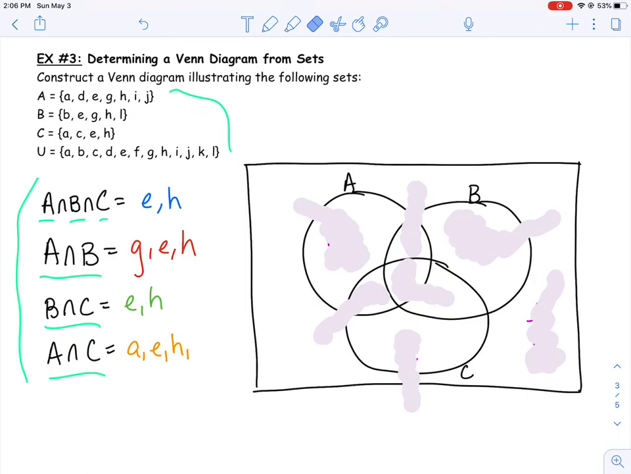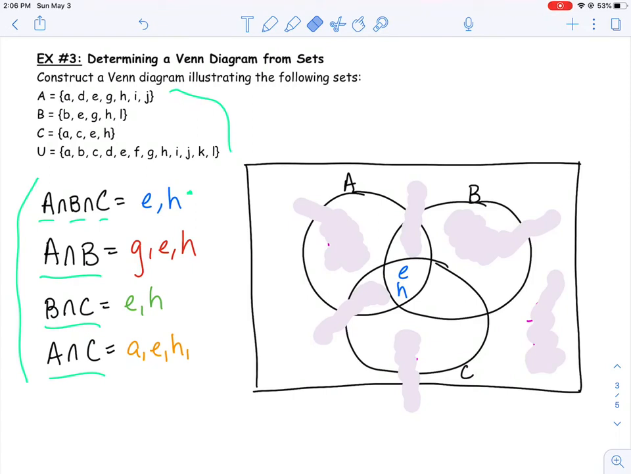Now let's go ahead and start placing our letters, our elements, in our picture. I'm going to start on the inside, and I'm going to work my way out. So again, what letters are in the intersection of all three sets? Remember, that was E and H, right? So I'm going to put those right in the middle. From there, I'm going to work my way out. It is always easiest when you're drawing your own Venn diagram to start on the inside and work your way out.